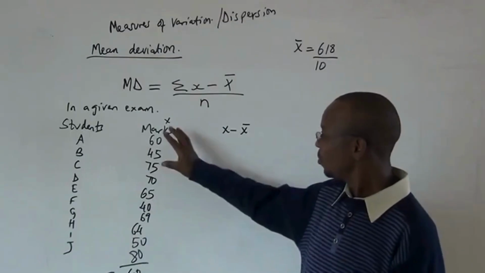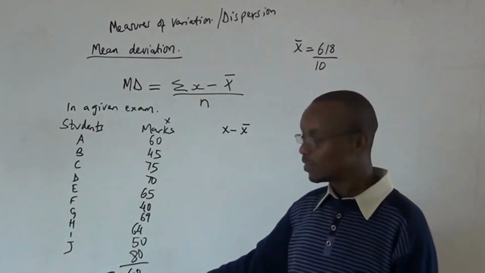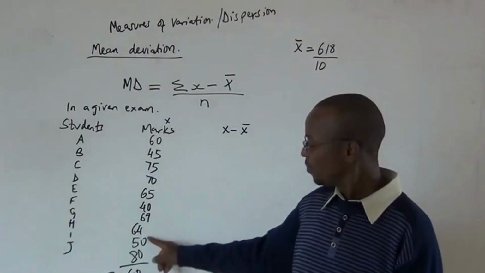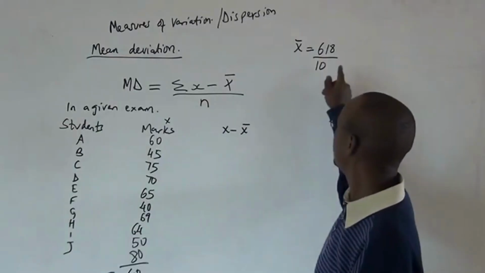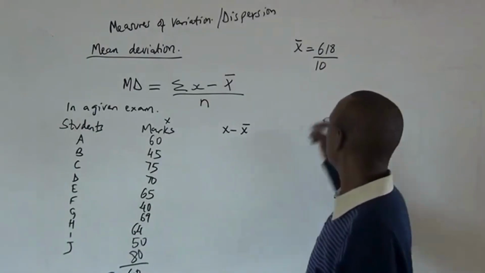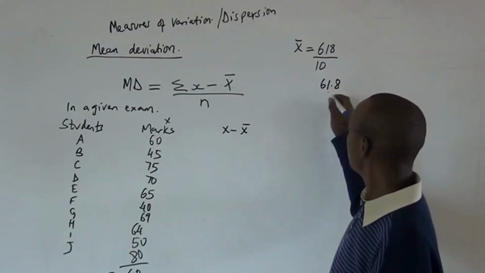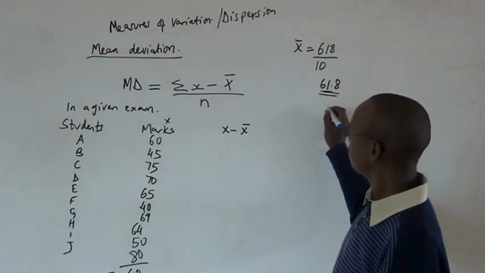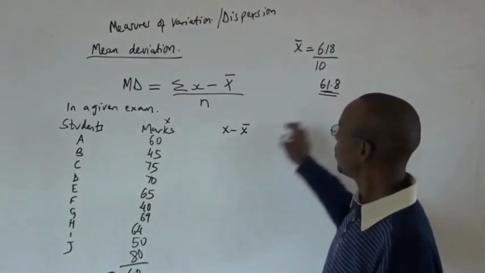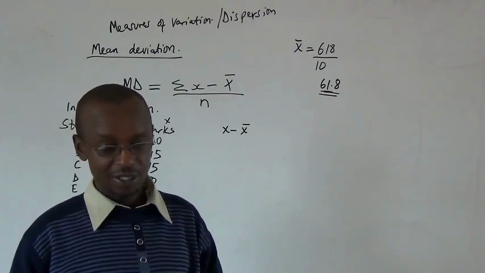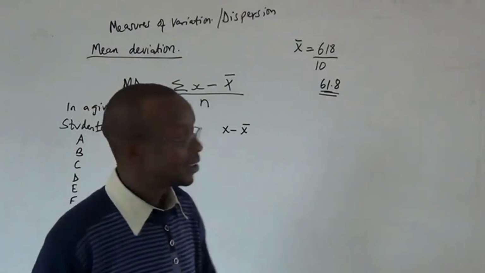Mean, it is the average. So for ungrouped data, like this one, to get the mean, you add the total and divide by the number of items. These are 10 items. That is what I've done here. So you get 61.8. Then 61.8 minus 60, and ignoring the negative sign, it is 1.8.